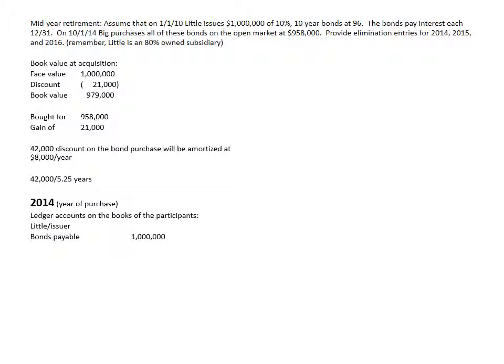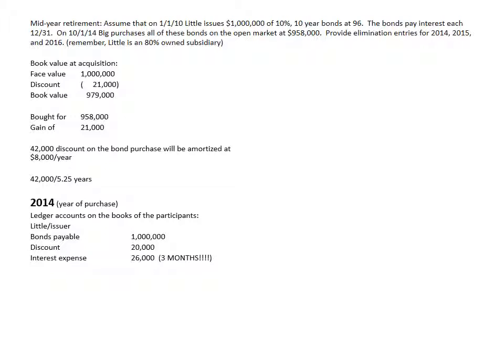On Little, the issuer's books, again, this is the end-of-year ledger balances. Bonds payable $1 million, that's straightforward. The discount on bonds is now down to $20,000. It was $21,000 on October 1st, the date of acquisition. Now it's down to $20,000 because, again, we're amortized $4,000 per year, or $1,000 per quarter.